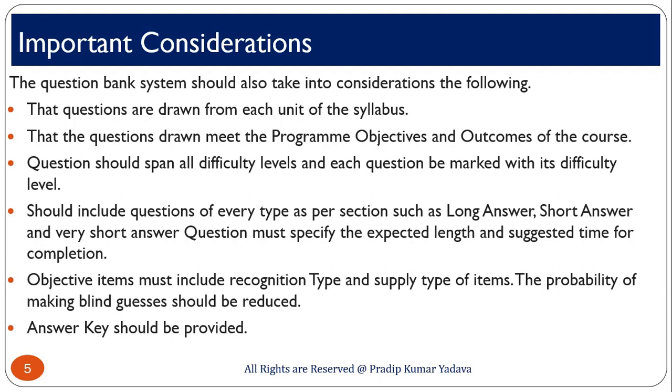If there are 5 units, then an equal number of questions or equal weightage should be given to each unit, plus 5 minus 5 that can be possible. हाँ, एक यूनिट से आपने 20 नंबर का क्वेश्चन दिया, दूसरे से 25 दे दिया, this is okay. बट एक यूनिट से आपने 5 नंबर दिया, दूसरे से 25, that is not a good practice. The questions drawn should meet the program objectives and outcomes of the course.